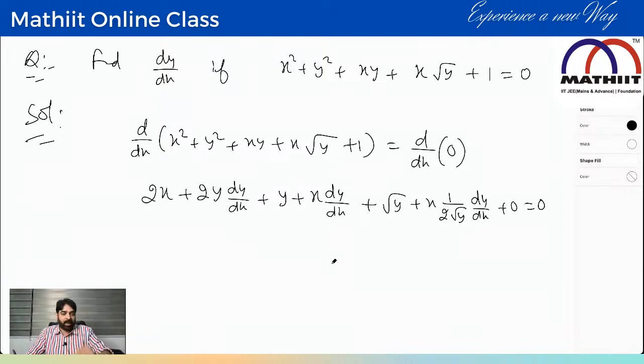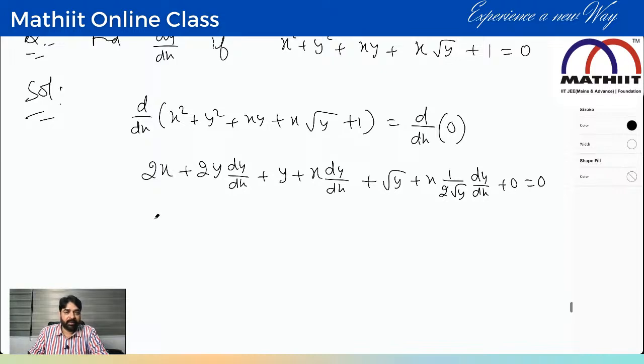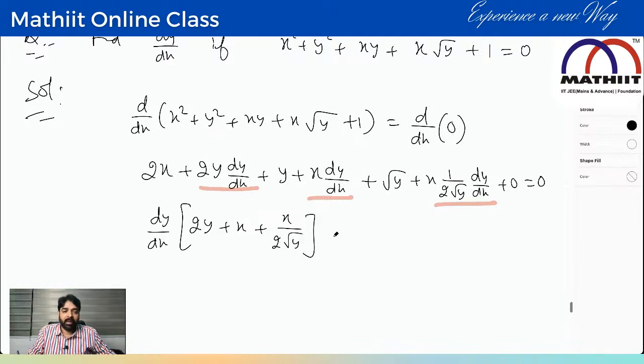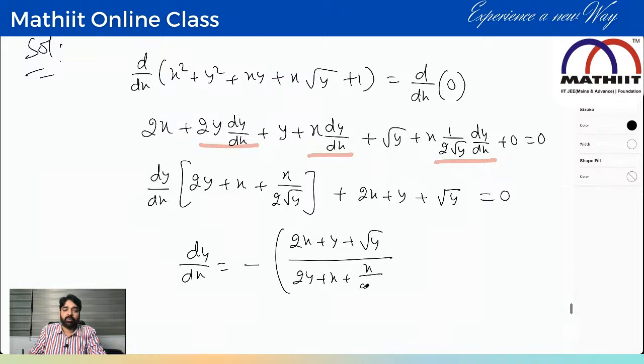Till here, everybody understood or not? Is this clear to everybody? dy by dx, wherever it is there, I will just mark it. This is there, this is there, this is there. And that I will keep together. 2y plus x by 2 root y, without dy by dx, plus 2x plus y plus root y equal to 0. So from here, dy by dx will be equal to minus of 2x plus y plus root y, divided by 2y plus x by 2 root y.